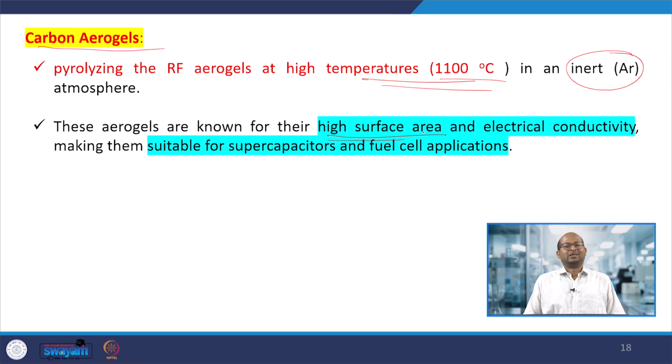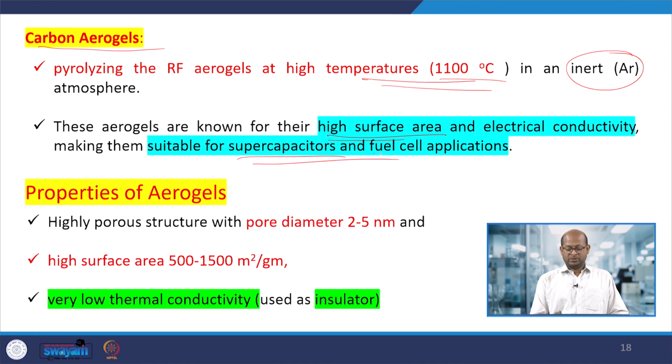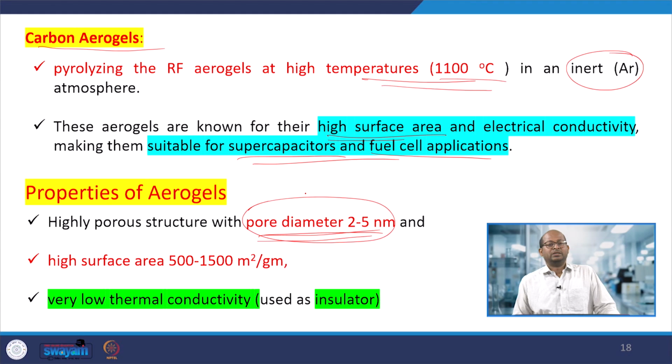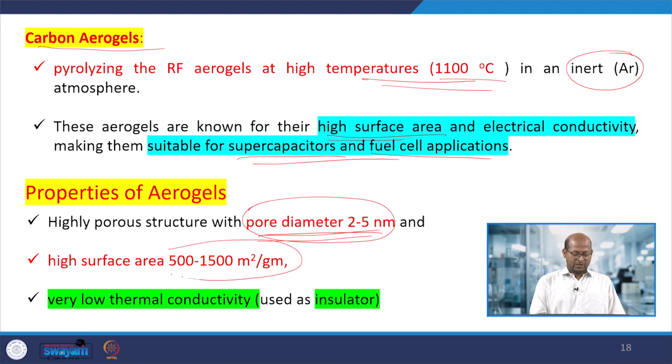Therefore this type of material can be used for electrical conductivity where it is suitable, highly conductive, or you can use it for supercapacitor and fuel cell applications. Okay, so now the properties of the aerogel we have prepared: I said micropores are also present. The material is highly porous, so micropores are present, mesopores are also present, and the material possesses an extremely high surface area, 500 to 1500 square meters per gram.